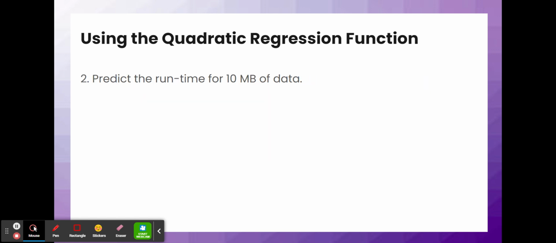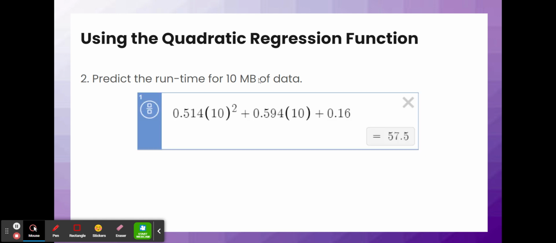Okay. Predict the runtime for 10 megabytes. So this time my X value is going to be 10. So we're going to use the same exact equation, rounded to the nearest thousandth, and we're going to substitute in 10. So as you can see, I went ahead, I substituted the 10 value into the equation, and I got 57.5. So it takes about 57.5 seconds.